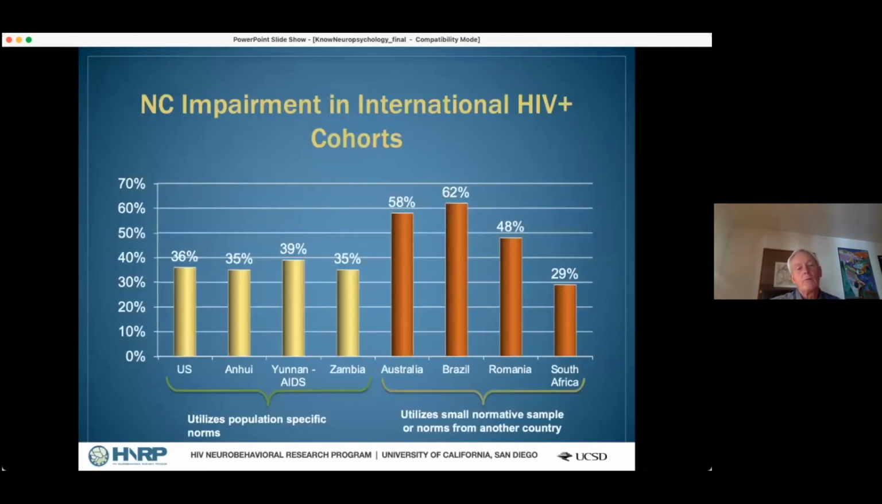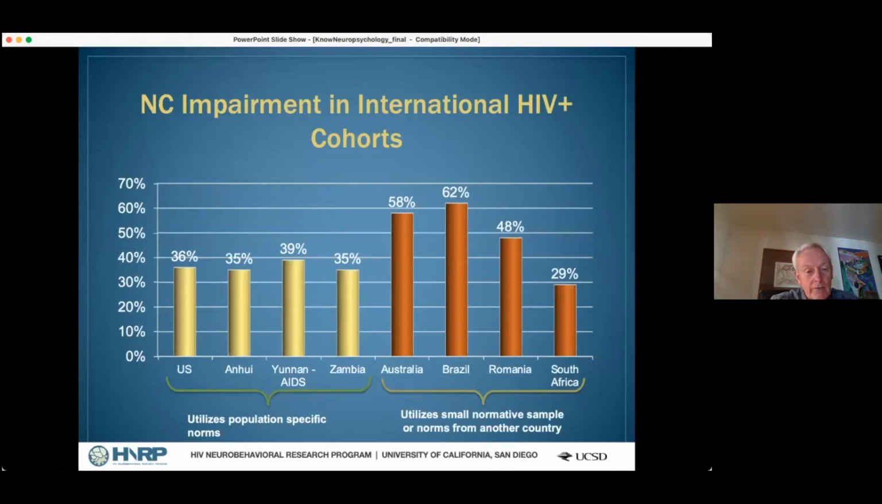Okay, so we've done a lot of HIV work around the world, in these and other countries, and the US around the country. On the left, you see 4 bars showing the percent of HIV infected people in these places that were classified as impaired using well-established, demographically corrected norms that we've developed first in the US, and then the next 2 are in 2 Chinese provinces.